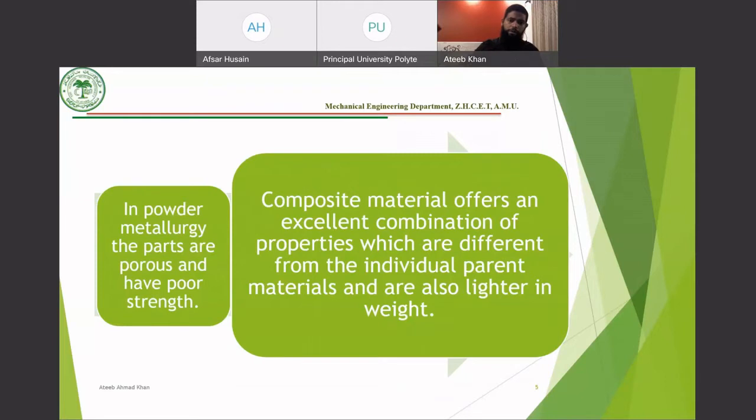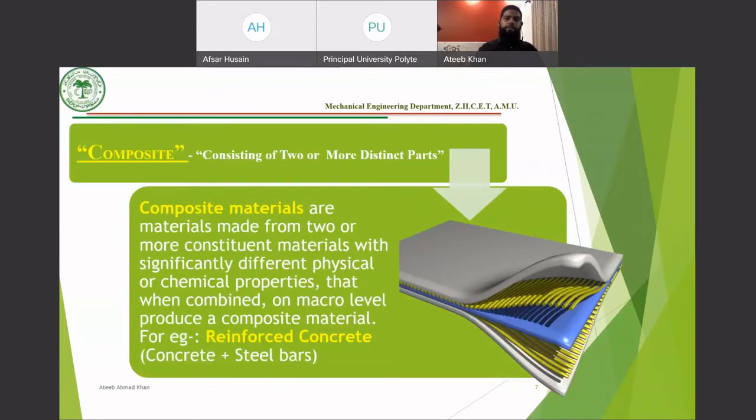So let's see what composite materials are. Composite, as the name basically means, consisting of two or more distinct materials. Composite materials are materials made from two or more constituent materials with significantly different physical and chemical properties that, when combined on macro level, produce a composite material. Now, these two points are important: significantly different physical and chemical properties, mixed on macro level.